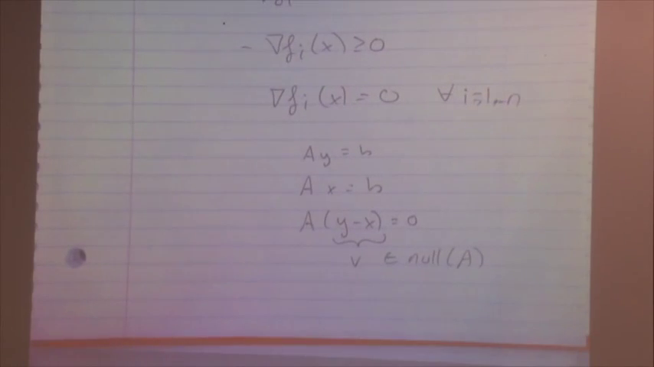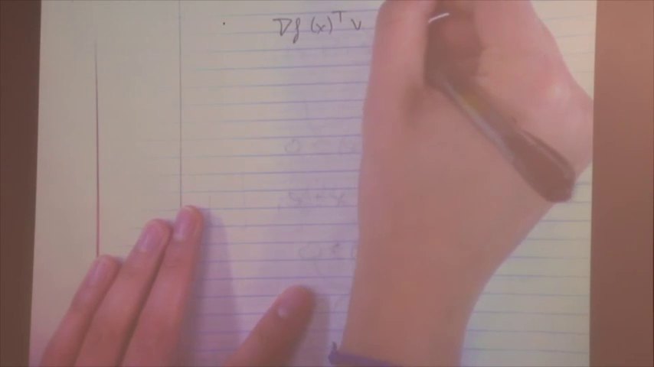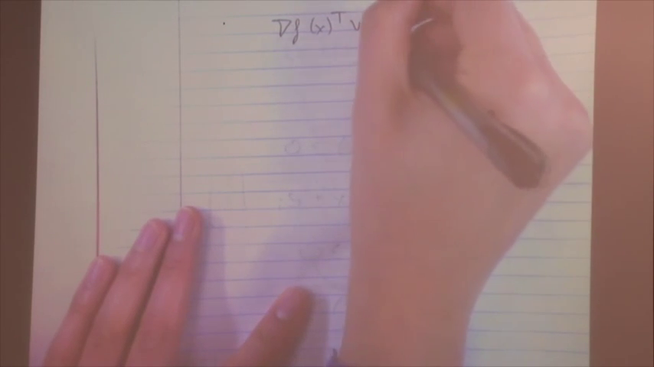So if we go back to our first order optimality condition that we learned in the general case, what this means is that the gradient of f dotted with every element of the null space of A is going to be greater than or equal to 0.